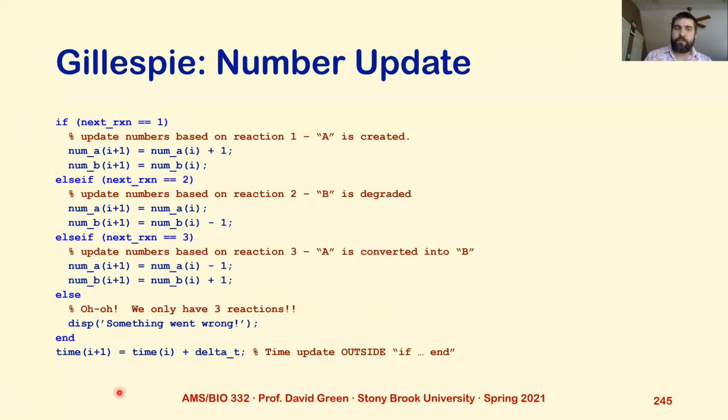And in this example, the first reaction creates A only. The second reaction degrades B only. And the third reaction converts A into B. Not a necessary part of the code, but what I've added in here is a last statement that if I don't get a 1, 2, or 3, and I only have 3 reactions, something has gone wrong, and so I give a little warning message.